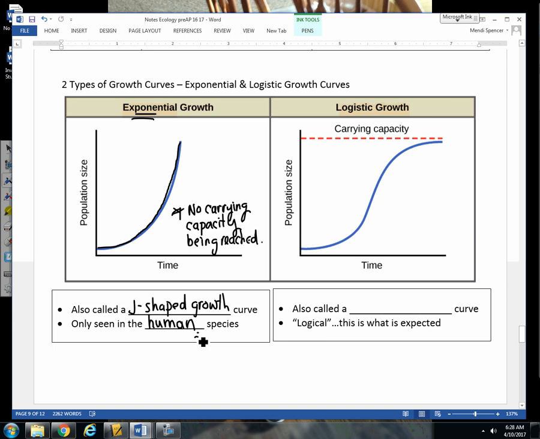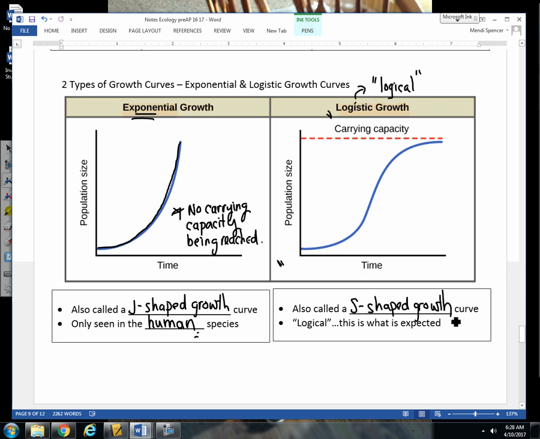And then we're going to see more of a population growth curve like this because we will have reached our carrying capacity. This graph that I'm showing you over here is called a logistic. And I want you to add, this is logical. This is what happens for most organisms, most species in an ecosystem. Logically, they're going to hit a carrying capacity. There's only so much food and space and so on. This can also be called an S-shaped growth curve.